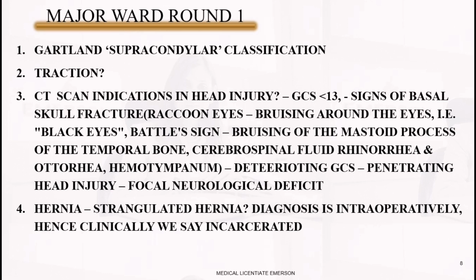Then hernia, there are differences between strangulated and incarcerated hernia. The diagnosis of strangulated hernia is made intraoperatively. Clinically, you have to say incarcerated hernia. So when you're making a diagnosis of strangulated hernia, you do that intraoperatively, but clinically just say incarcerated hernia.